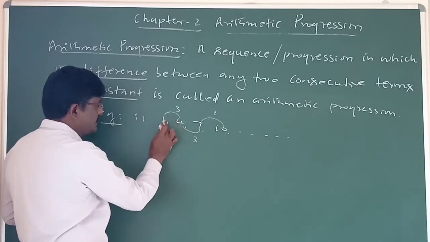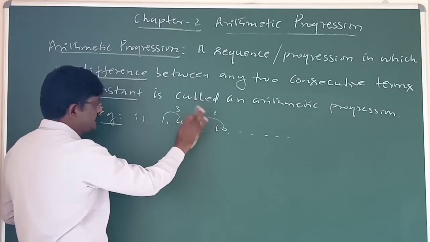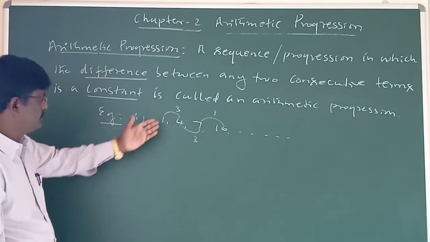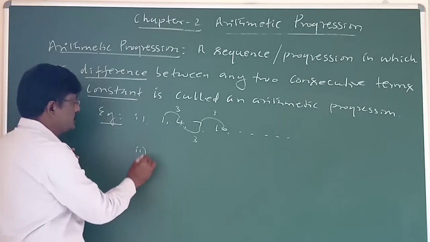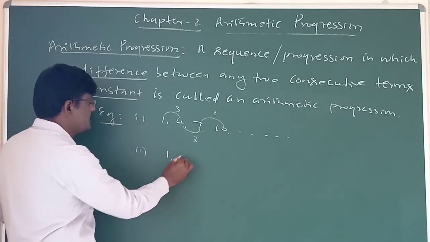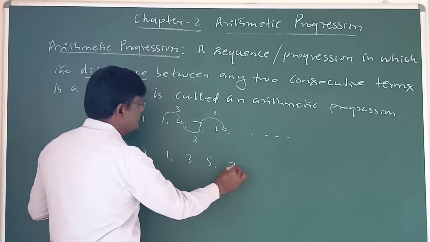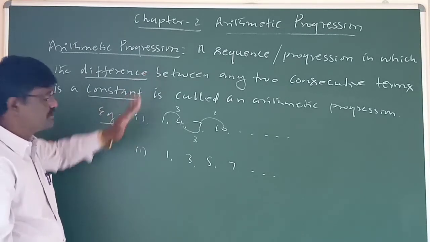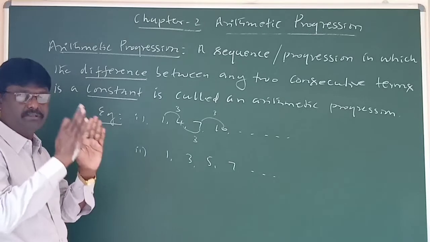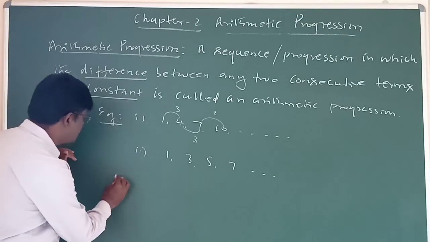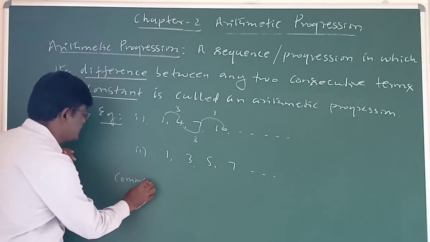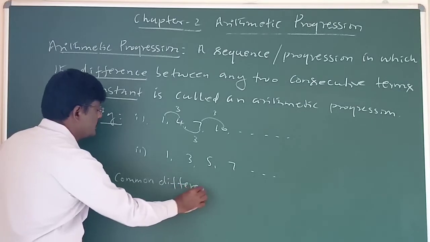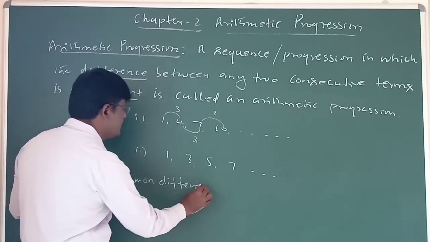If the difference between any two consecutive terms is constant, then such a sequence, such a progression, we say is an arithmetic progression. Let us take one more example, for example, 1, 3, 5, 7. Here what is the common difference? 2. Therefore, related to arithmetic progression, we have one important key term: common difference, because the definition depends on the common difference. The complete progression is based on this common difference.